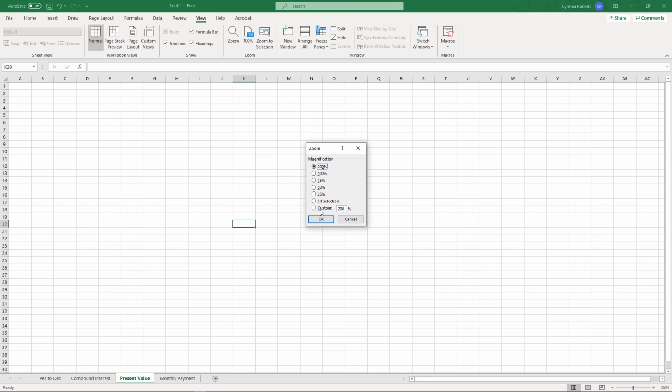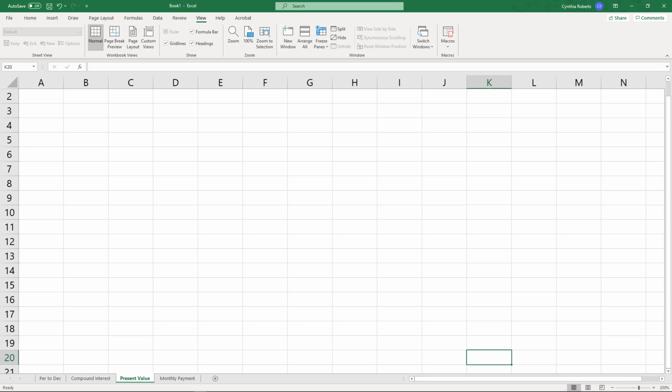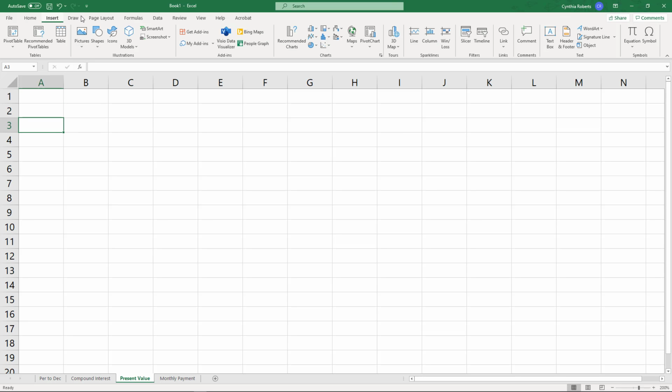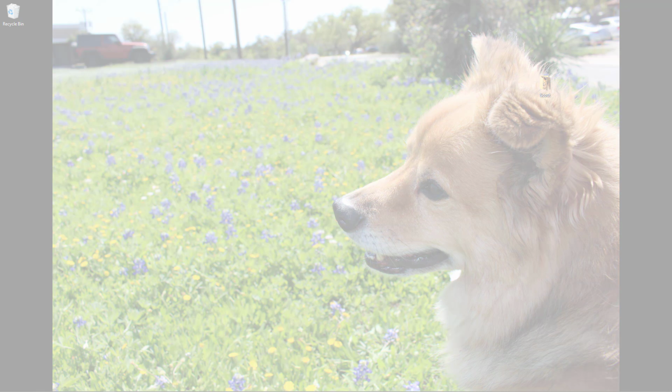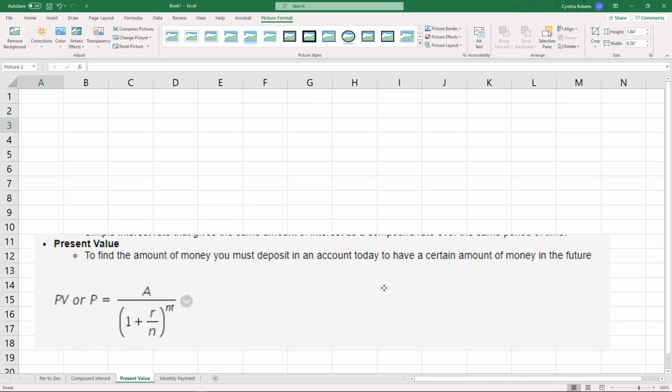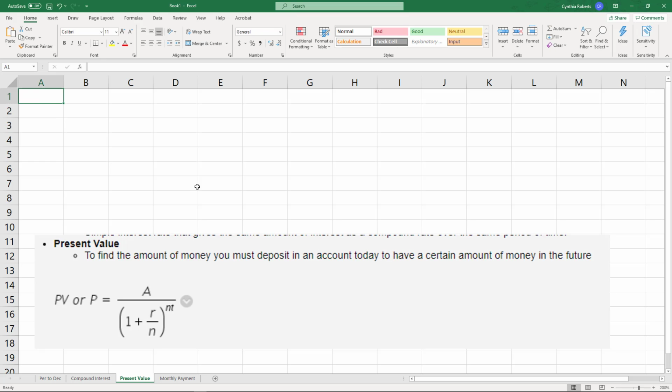So let's zoom that in, and you are going to see, insert, screenshot, screen clipping. I have my present value formula. Okay, so I have some weird stuff up there, but that's fine. So I already know that I can see things that I'm going to need.